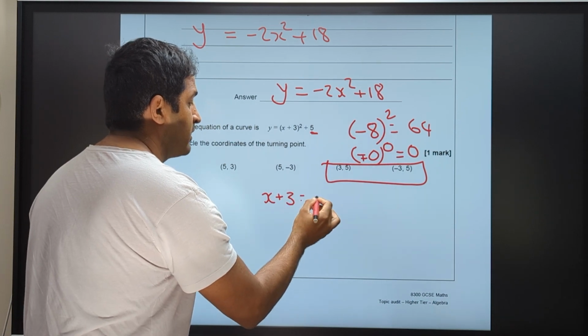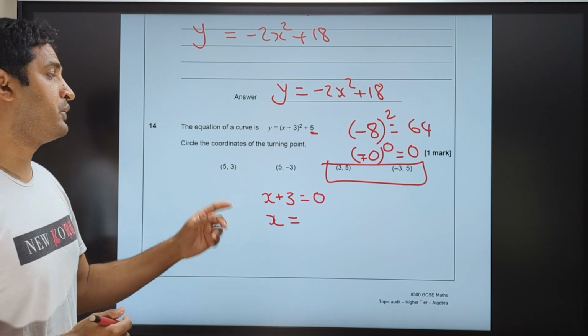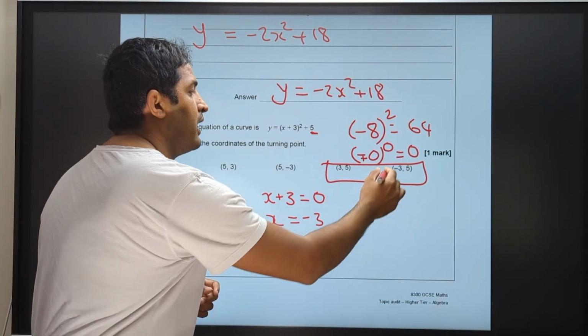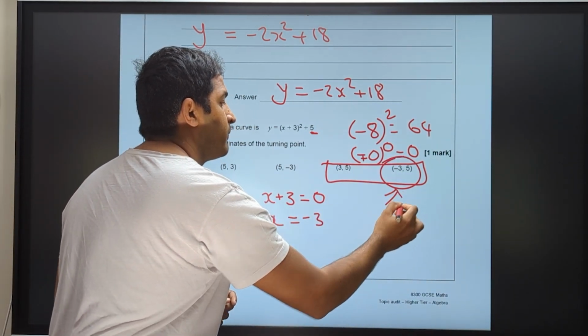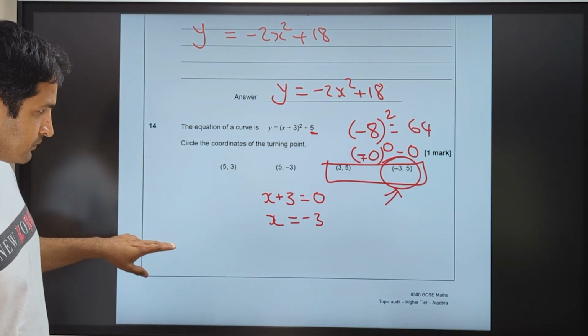If you're making x plus 3 equal to 0, what does the x value have to be? Your x value has to be negative 3. So we know it's going to be this one here. When x is negative 3, y is equal to positive 5.